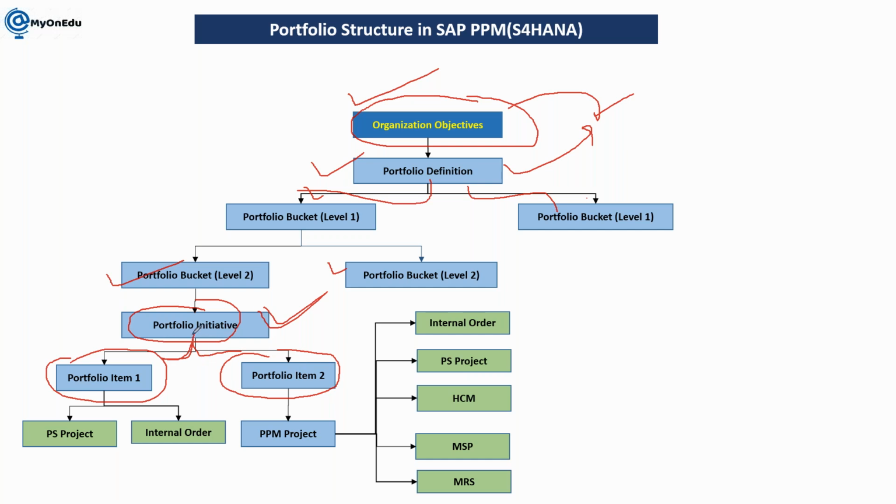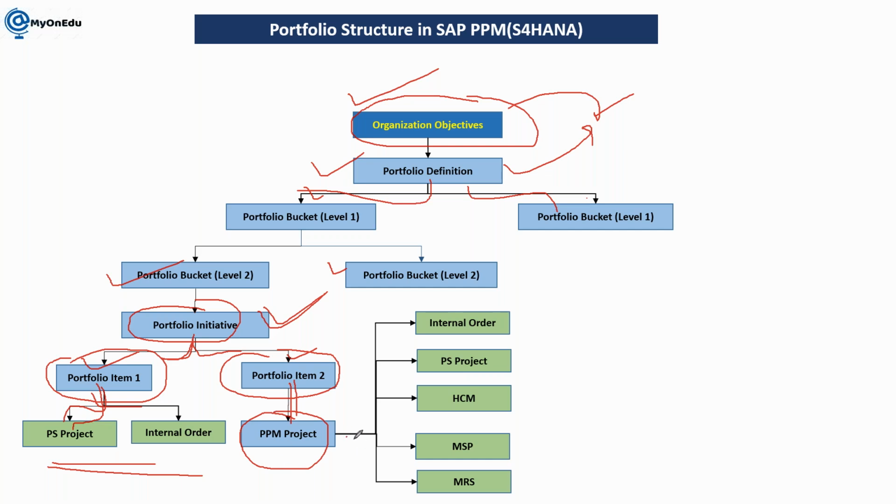Okay, so we have portfolio items in PPM, and these portfolio items can be integrated with the project system or with internal orders, similarly in project management. Okay, so we have two processes here. One is a portfolio, another is a project. In this slide I tried to show you both lines. This portfolio item can be integrated with the project system. On another side, this portfolio item can be integrated with portfolio and portfolio project, the PPM project.